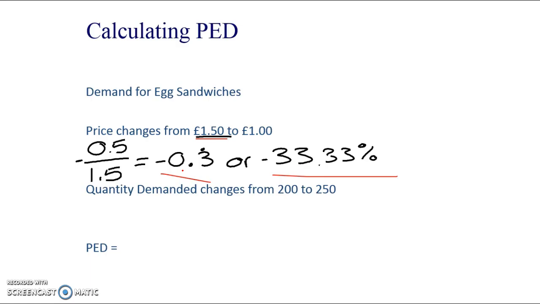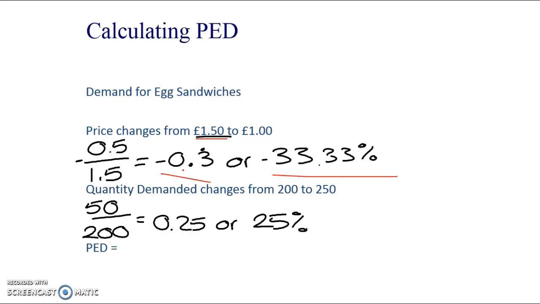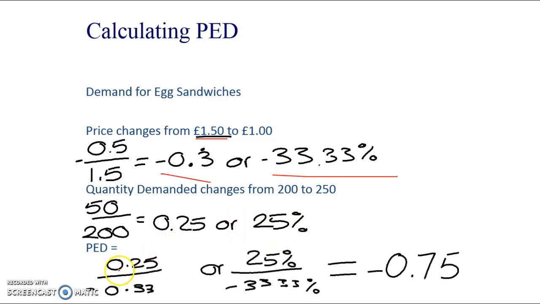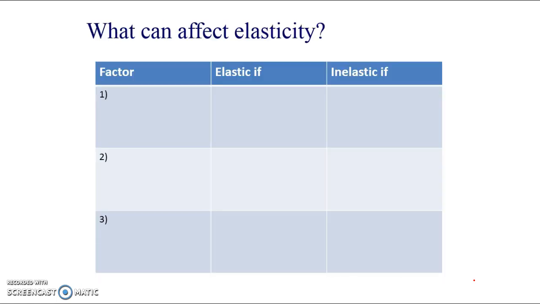So for quantity demanded, the change is 50, and we divide it by the original, which was 200. There we go, that's 0.25, or 25%. So in the PED equation, you can write it down as 0.25 divided by minus 0.33, or 25% divided by minus 33.33%, and that gives us minus 0.75, as we were expecting. When we interpret that, because it begins with a 0, it means it's inelastic. So quantity demanded is insensitive to a change in price.